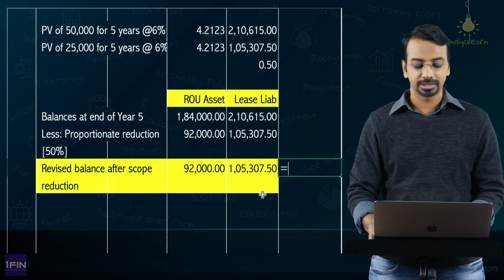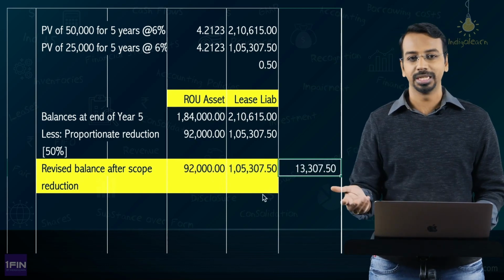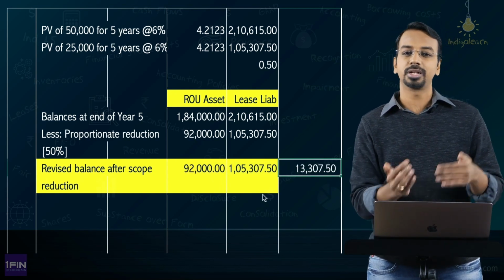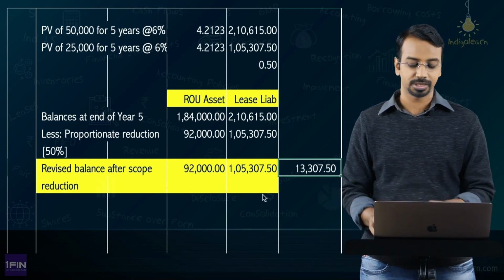This difference, that is this minus this, will be charged off to P&L. This will be taken to the P&L. Taken to the P&L means if it is a gain, you will consider it as an income. If it is a loss, you will consider it as an expense, right?